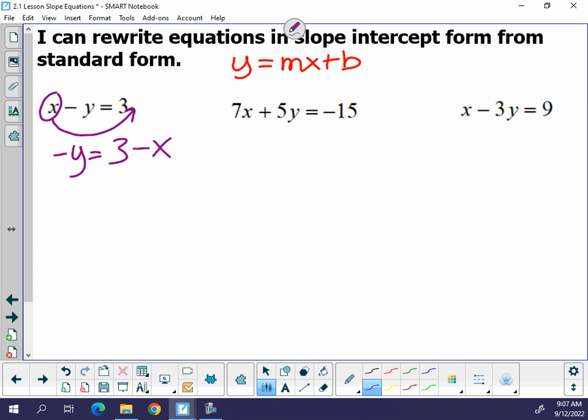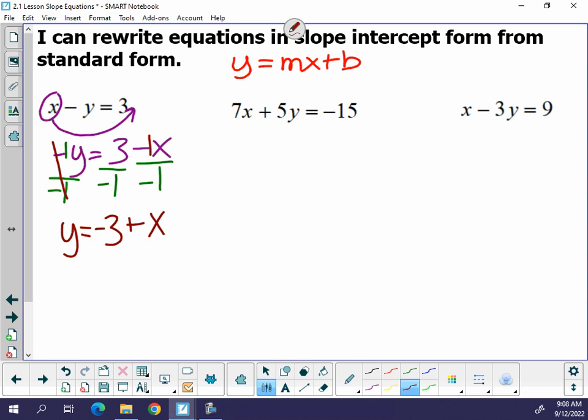Now I need to get rid of that negative in front of the y. That's really a negative 1 right there. And so I'm going to divide every piece, every term of this equation by negative 1. And so on the left side, that's going to give me y, which is what I want. 3 divided by negative 1 is negative 3. Please use Desmos if you need to. And negative 1 in front of x divided by negative 1 is positive 1x. And I don't need to write the 1 if I don't want to.